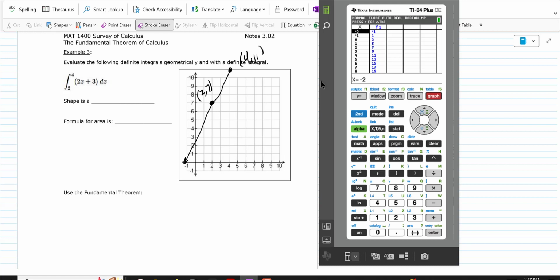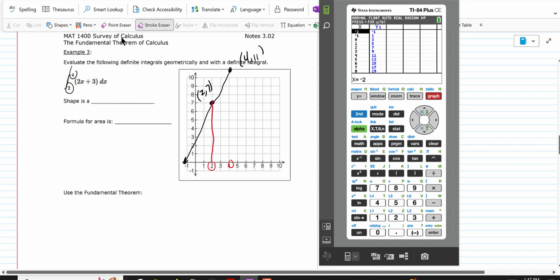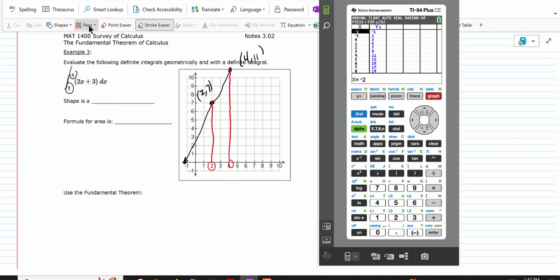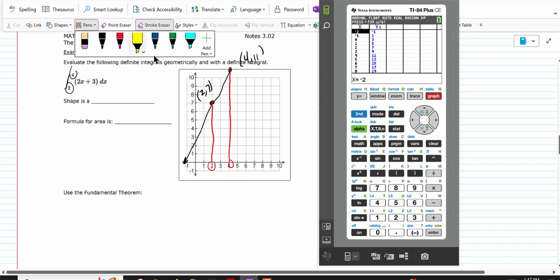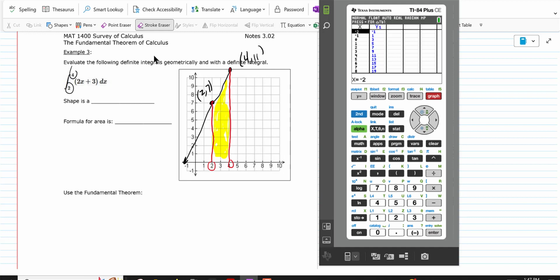Okay. So that's a line, and what we're doing is the integral from 2 to 4. So what you want to do is go to 2 and 4 and go straight up to the curve like this. And then we're going to shade in the region that we're going to be finding the area of. So in this problem, this definite integral is giving us that area. Now that's an area you learned how to do at some point, I don't know when, high school or something.